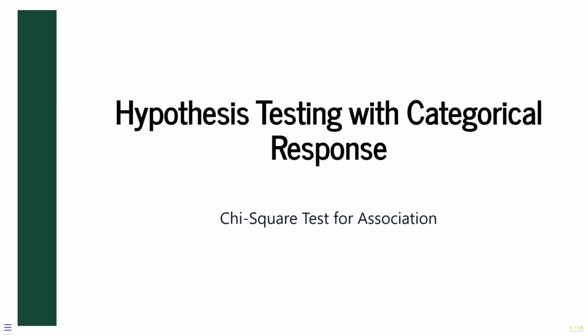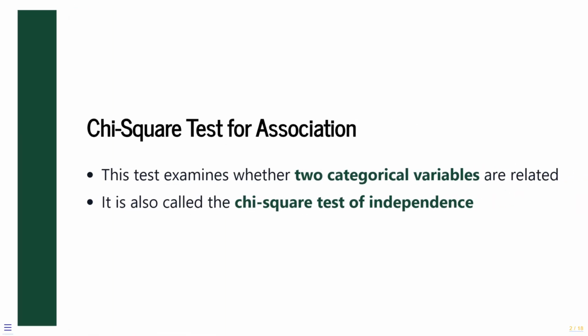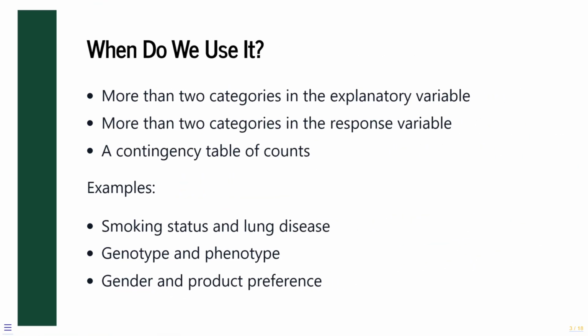The chi-square test for association examines whether two categorical variables are related. It is also called the chi-square test of independence. We use this test when we have a contingency table of counts and want to know whether one categorical variable is associated with another. Examples include smoking status and lung disease, genotype and phenotype, or gender and product preference.